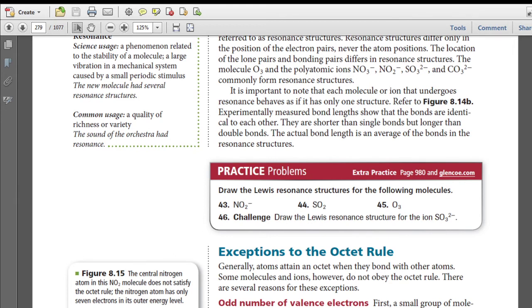All right, so let's go ahead, I'll give you guys a practice problem. Give that a try. Use what you learned from the previous problem and try to create the resonance structures for nitrate. Excuse me, nitrite. So go ahead and pause the video and give this one a try.